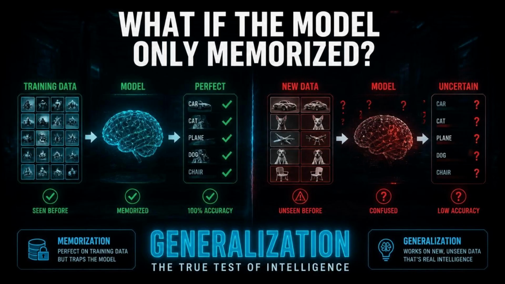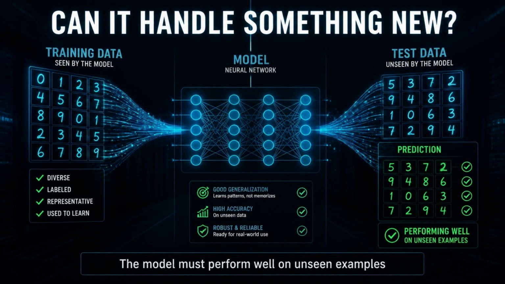We don't just want a model that remembers the training examples. We want a model that learns patterns that transfer to new examples. This is why machine learning systems are evaluated on data they haven't learned from. We can think about the process in two stages. Training data is used to learn the model. Then new, unseen data is used to evaluate how well that model generalizes.